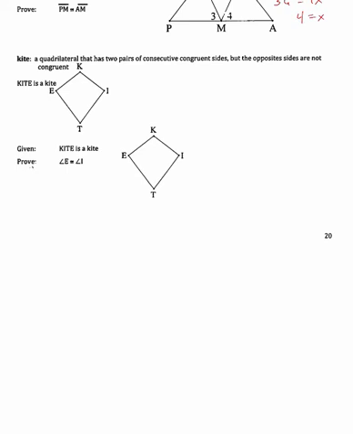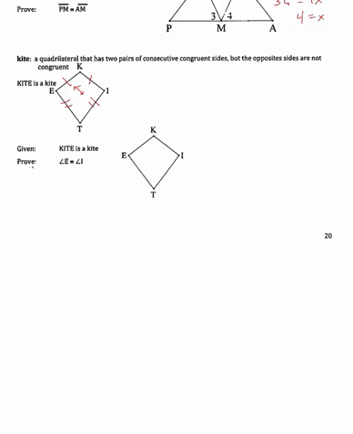Now the definition of a kite is a quadrilateral that has two pairs of consecutive congruent sides, but the opposite sides are not congruent. And when you mark that on the picture, this is what that means. You'll have one set of sides that are congruent connected to each other, and you'll have two more sides that are congruent connected to each other, but the sides across from each other will not be the same. And that forces you into what we call a kite.